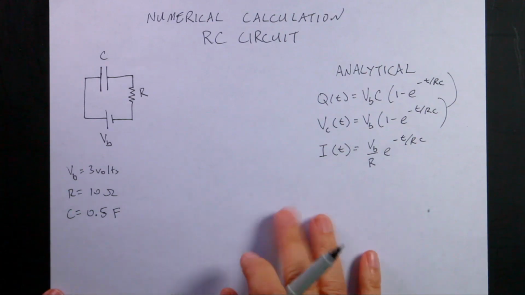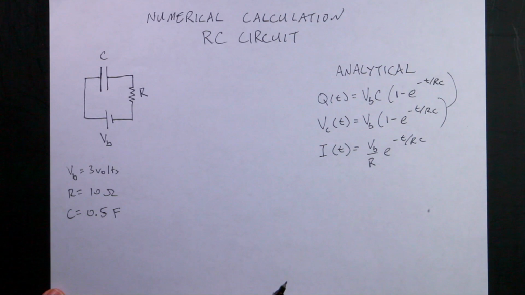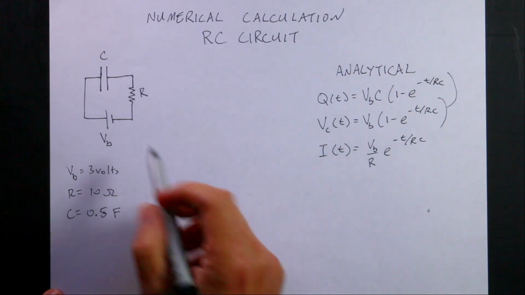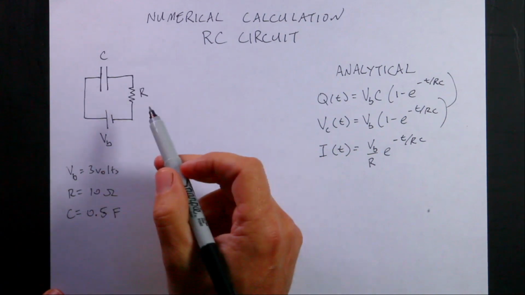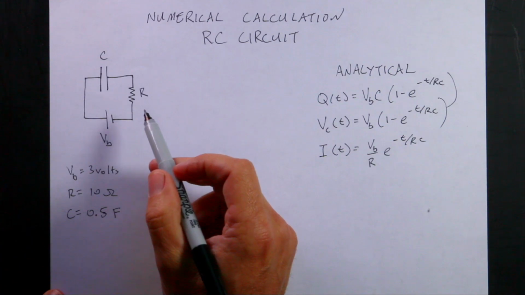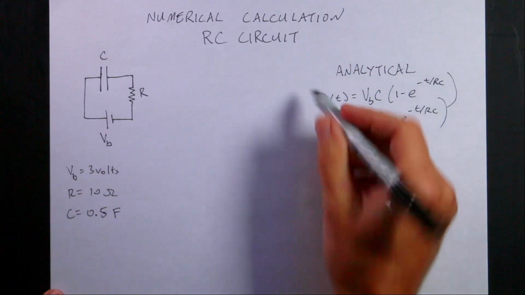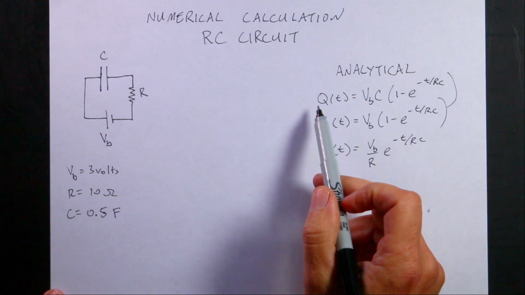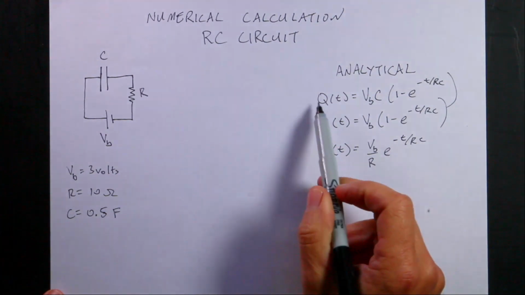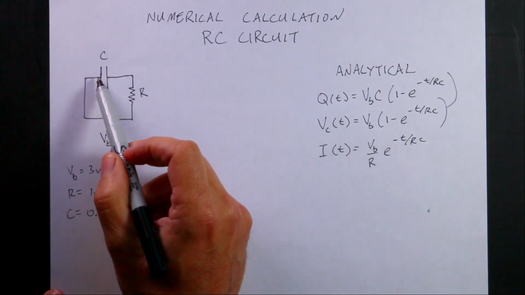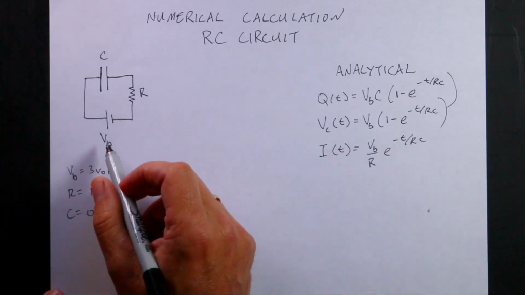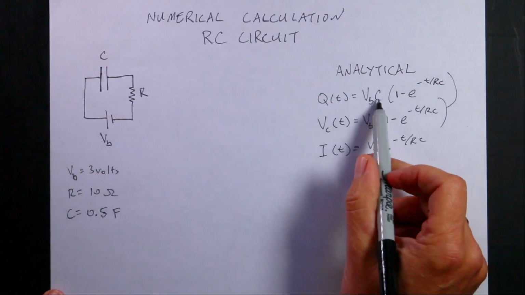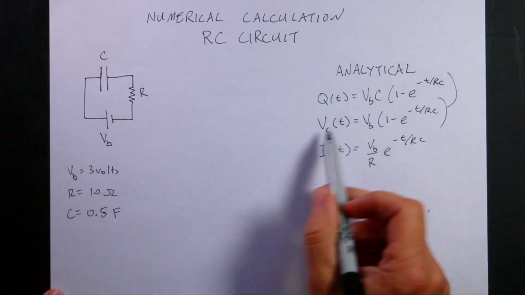I already made a video on an RC circuit, and I'm going to include that link down below. In that previous video, I looked at a battery connected to a capacitor and a resistor. We call this an RC circuit, and I solved it analytically to get the following expressions for the charge, voltage, and current. So charge as a function of time, the charge on the capacitor, would be VB, I'm using VB for the battery voltage, some people use EMF, times C times 1 minus e to the negative t over RC.